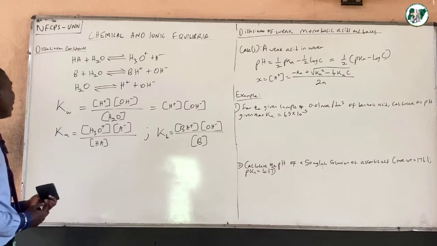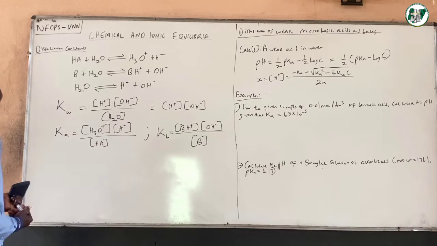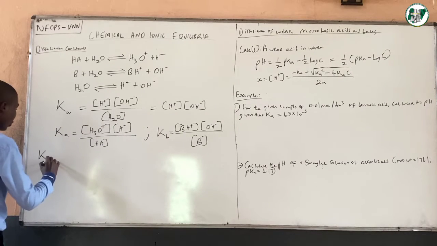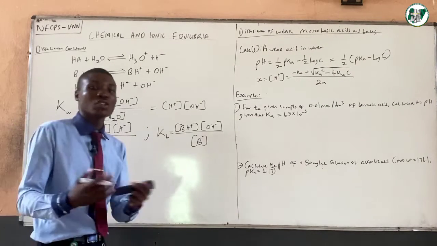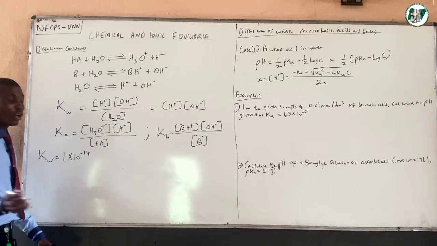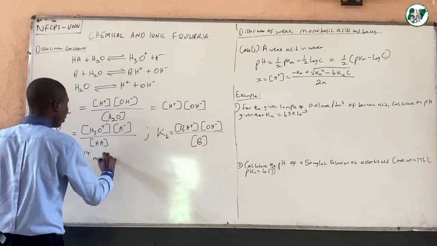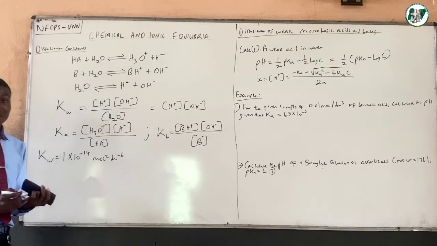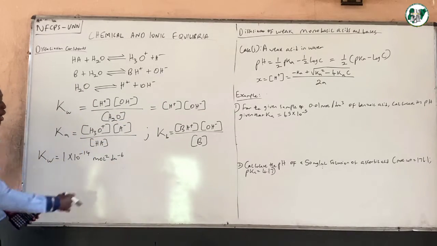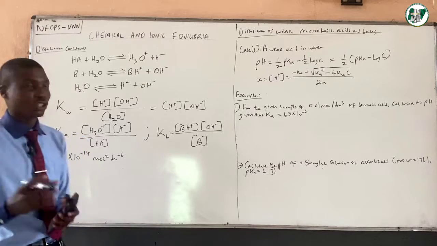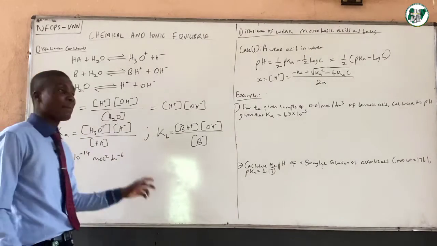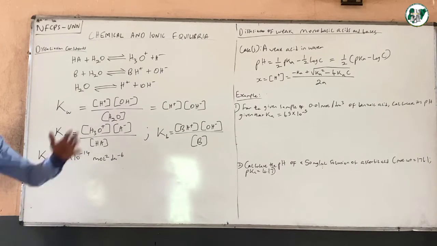And it's important that I bring to your knowledge that for this particular Kw, usually it varies with temperature and some other factors, but usually the value is around 1 times 10 raised to the power of minus 14 at 25 degrees Celsius, with a unit of mole squared dm minus 6. Yeah, that's very understandable because you know that concentration is in mole per dm cube. So when you have 2 moles multiplying, that's mole squared, and dm cube per dm cube, that's dm minus 3 multiplying. So you have dm minus 6. So we have 1 times 10 raised to the power of minus 14 mole squared dm minus 6 around the temperature of 25 degrees, but it can vary around this range.